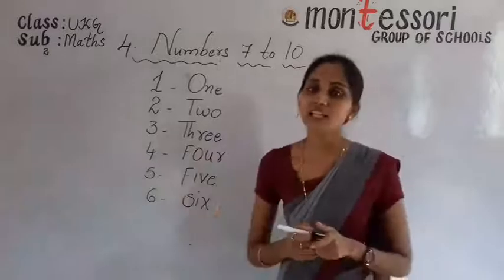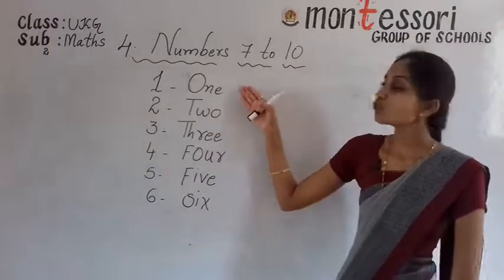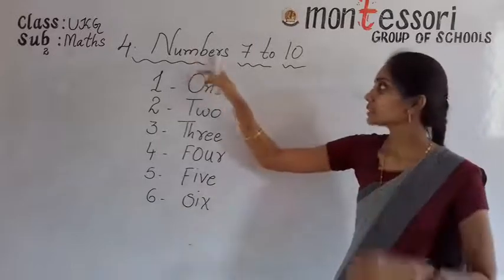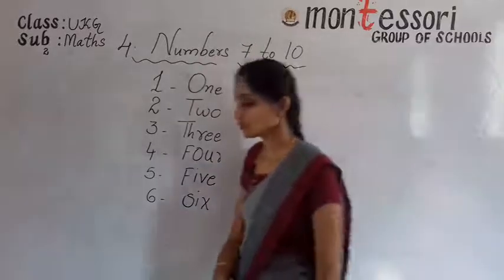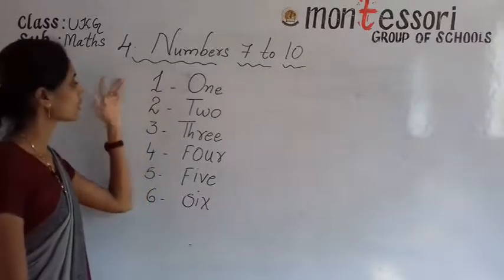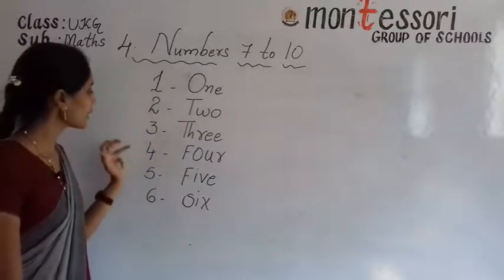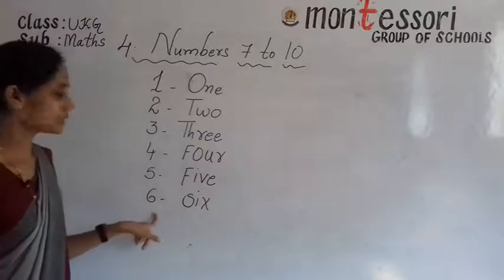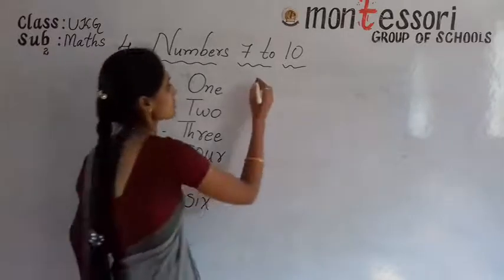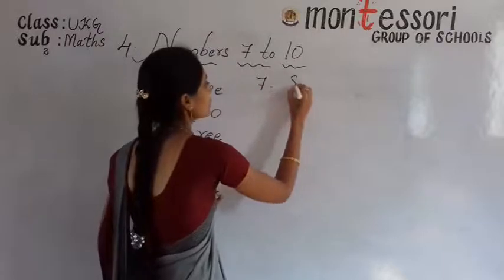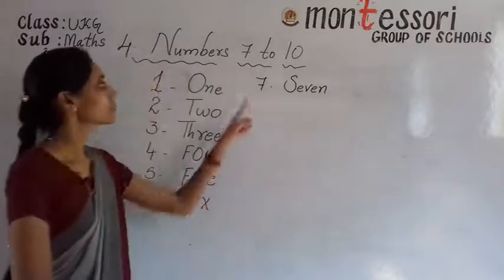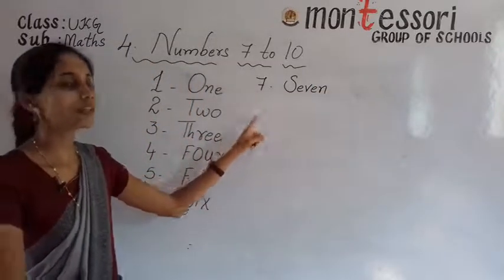So, in the previous class we completed numbers 1 to 6. Today we are going to learn numbers 7 to 10. First one is 1, after 1, 2, next 3, 4, 5, 6. Which number comes after 6? 7. S-E-V-E-N, 7. Next, after 7, 8.